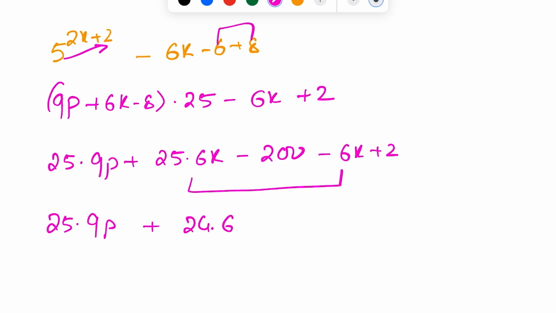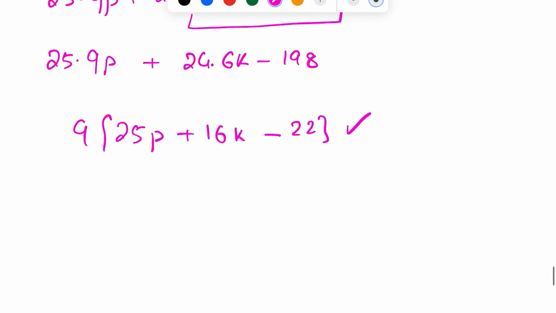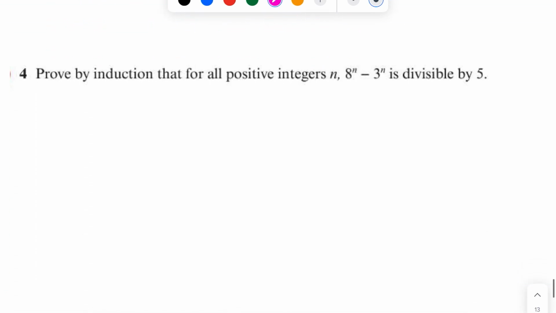24 times 6k minus 198. Can I take 9 common? 25p, then 24 times 6 divided by 9. So it becomes 18. It becomes 16k minus, what is this? 198 divided by 9 is 22. So therefore it is divisible by 9. Therefore it is true for positive integers of n.